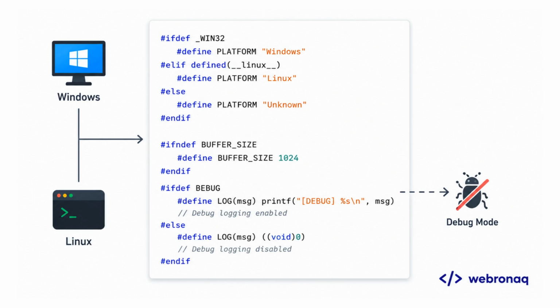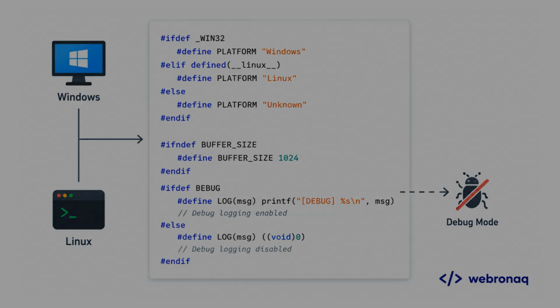Here is a real use case. Say you are writing code that runs on both Windows and Linux. You wrap platform-specific code inside #ifdef blocks for each target. No messy if-else logic at runtime. Another common one is debug builds. You define a DEBUG macro during development, and wrap your diagnostic output inside #ifdef DEBUG. Ship the release build without that macro, and all that code disappears. Next up, we look at macros with arguments, and why they need careful handling.